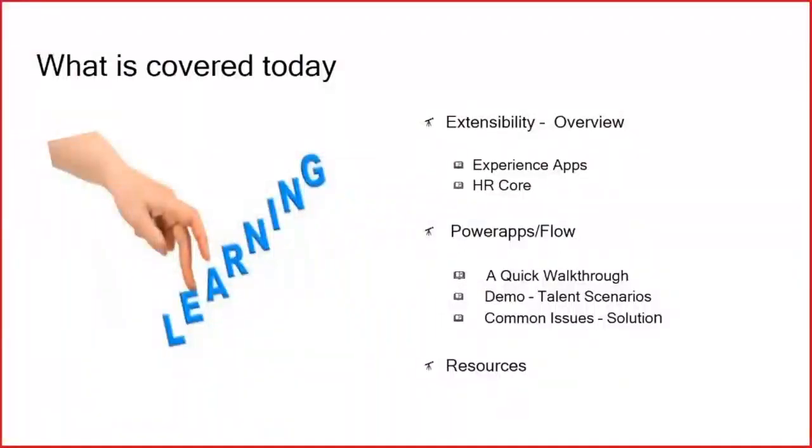Today our topic is extending talent using Power Apps and Flow. The session is more focused on Power Apps and Flow, but briefly we will be discussing different patterns that we have available in extending talent for core experience apps as well as HR core. Experience apps, I mean attract and onboard, and HR core is employee master data, which includes various submodules like ESS, MSS, performance, learning, and leave, and all of that.